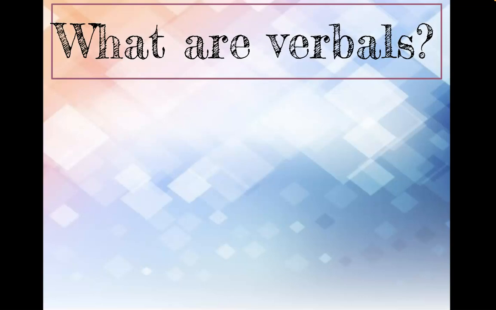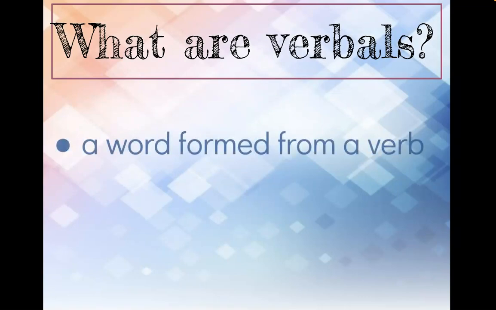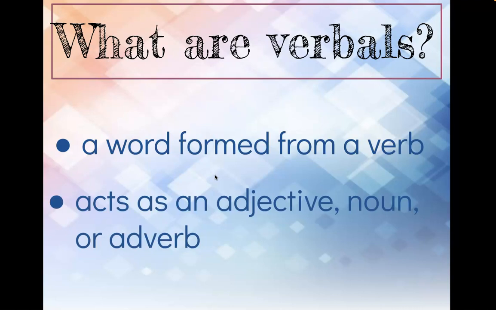So your first notes that you're going to take, and if you need to pause the screencast to take notes and write things down, is what are verbals? So a verbal is a word that is formed from a verb, and so it's often confused because it looks like a verb, it sounds like a verb, but within the context of the sentence, it is not acting like a verb. It acts like an adjective, meaning it's going to describe a noun. It might act like a noun itself, or it might act like an adverb, which is modifying or describing an adjective or a verb.